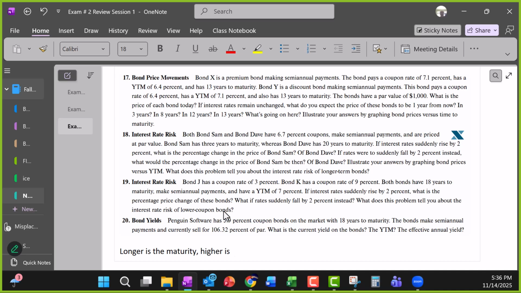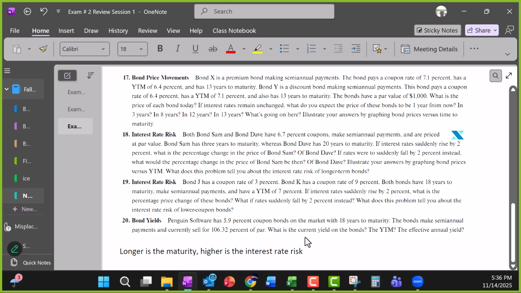Higher is the interest rate risk. Okay? Was anything unclear on that? Okay. Now let's do number 20.